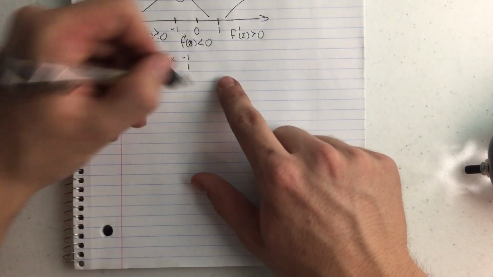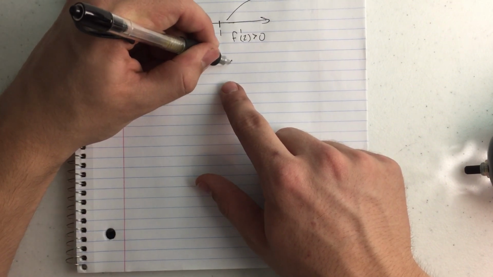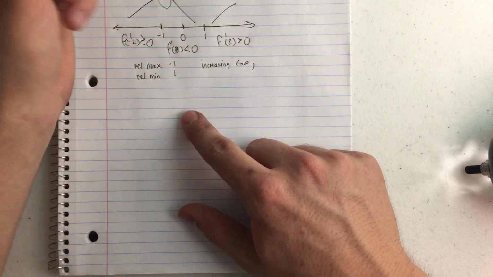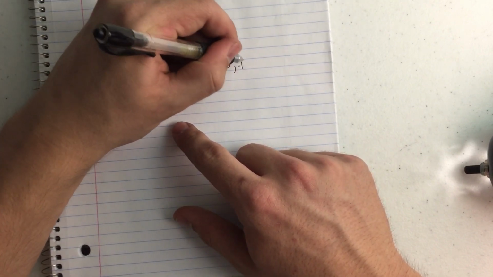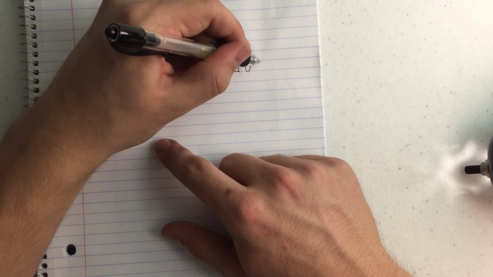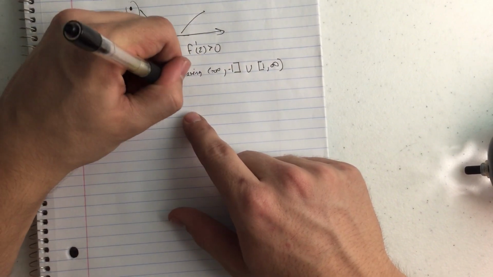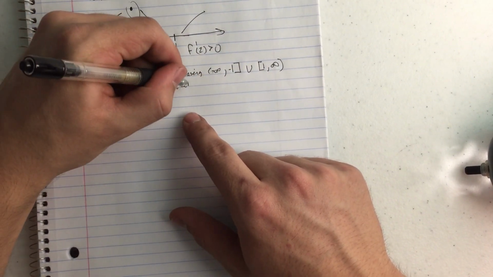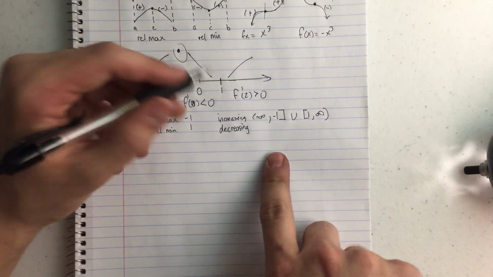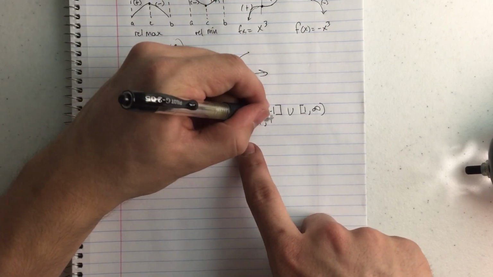And then we could also say that the function is increasing from -infinity to -1, union 1 to positive infinity. And then we could say the function is decreasing, going down. It has a negative slope right here from -1 to 1.